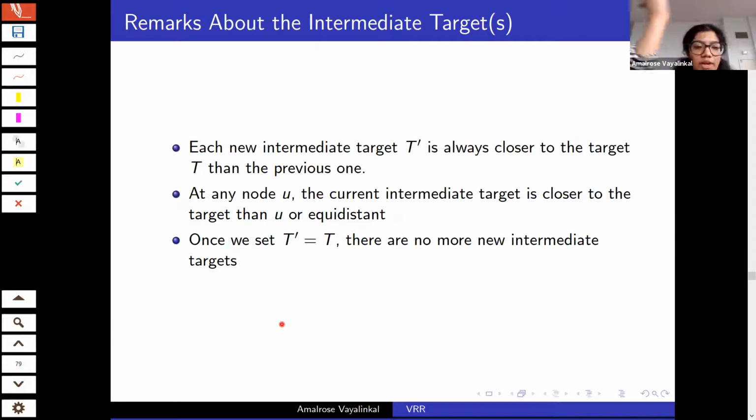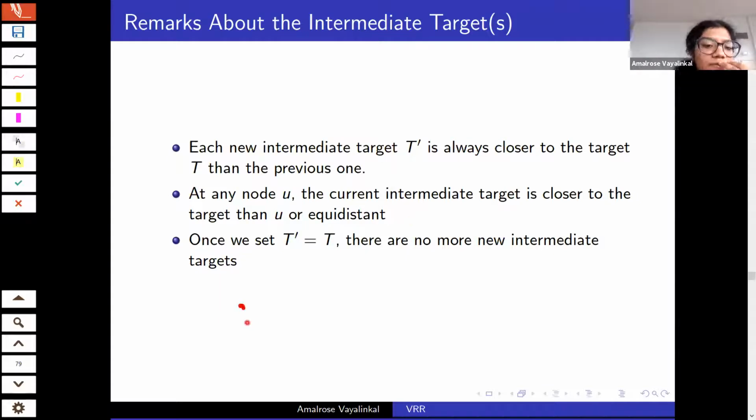Depending on where the target is relative to the target we reached, we would set from its virtual neighbors in the worst case. But ideally we hope the routing table has some other even better node that allows us to gain a lot more distance. Okay. So at any node U, the current intermediate target is closer to the target than U, or equidistant. And this maybe is a bit hard to see why this is true immediately.